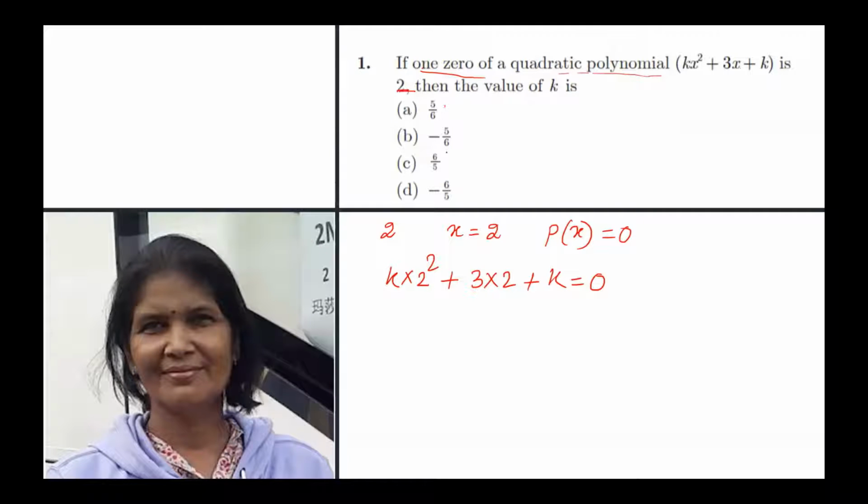Options are 5 by 6, minus 5 by 6, 6 by 5, minus 6 by 5. So this gives me 4k plus 6 plus k is equal to 0, or 5k plus 6 is 0, or k is equal to minus 6 by 5. So where is the answer? Minus 6 by 5. D is the answer here.